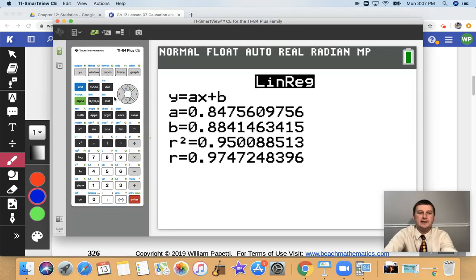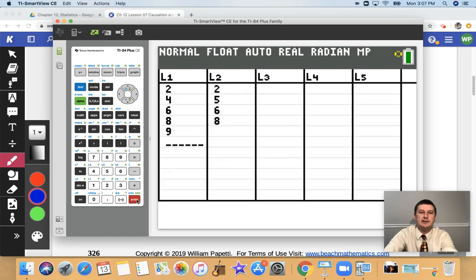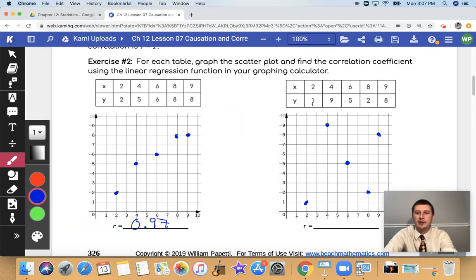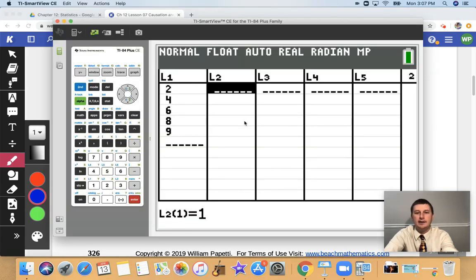So again, we want to go to Stat, and we want to edit our lists. We don't have to edit list 1 because we still have the same X values if you look at those two tables. So we just want to clear out list 2 and replace those values with 1, 9, 5, 2, and 8.